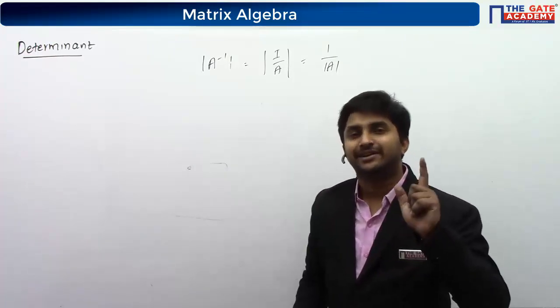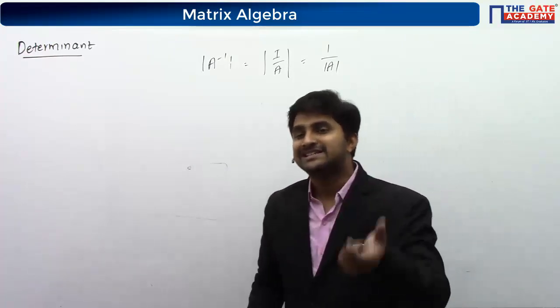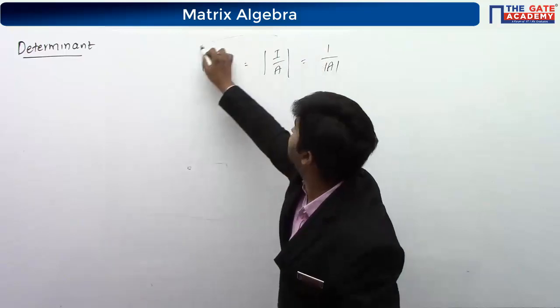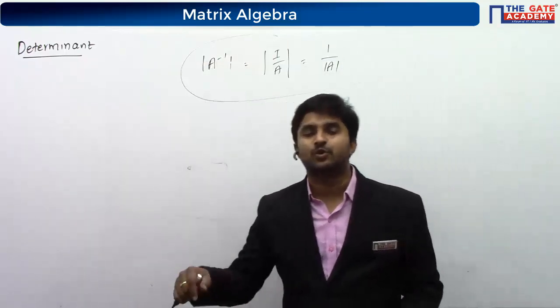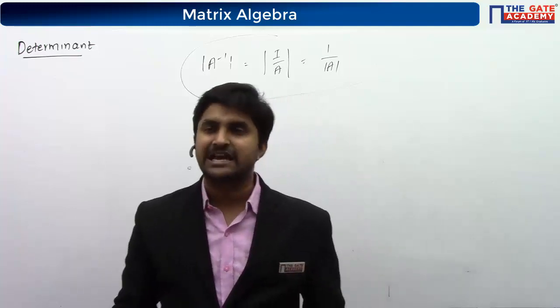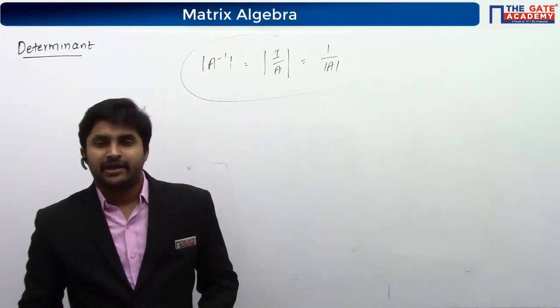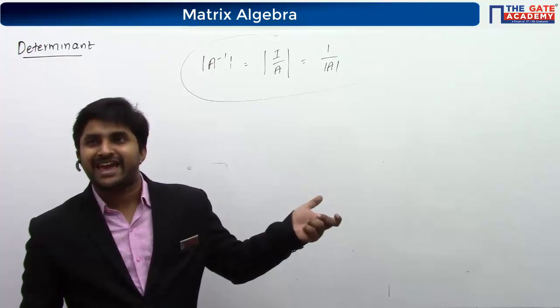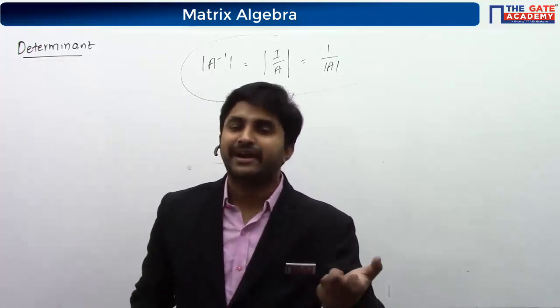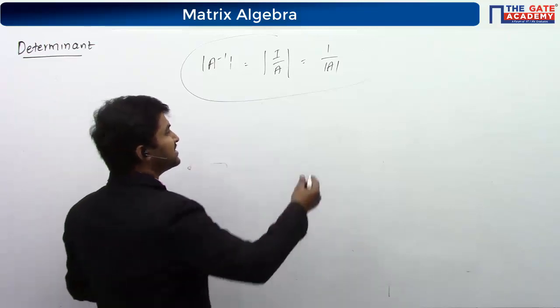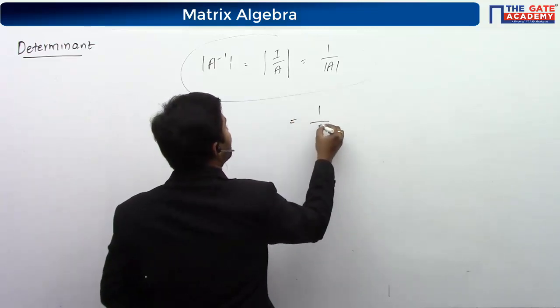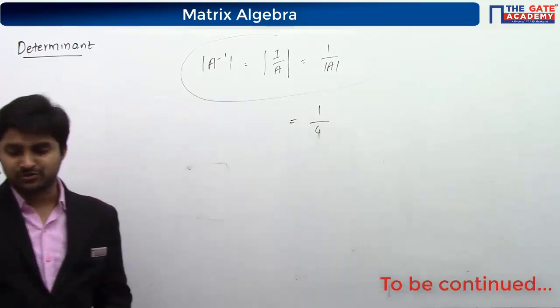I'm telling you the methods. The first method is to find the inverse, then find the determinant. The second is using the property that the determinant of the inverse of a matrix is 1 by the determinant of the matrix. So matrix A is a triangular matrix, so the determinant is the multiplication of the principal diagonal elements. The determinant of A is 4. So 1 by 4 is going to be the right answer.